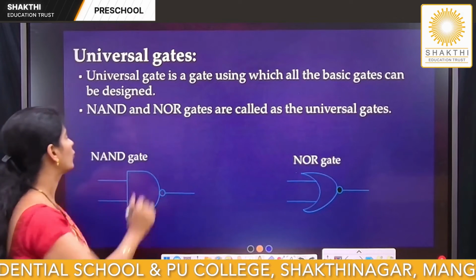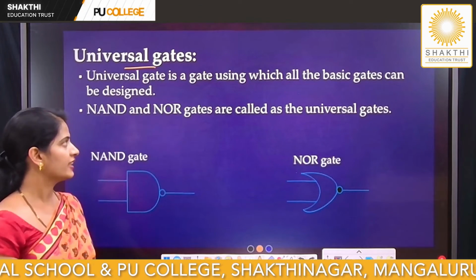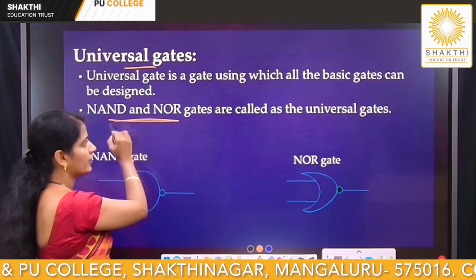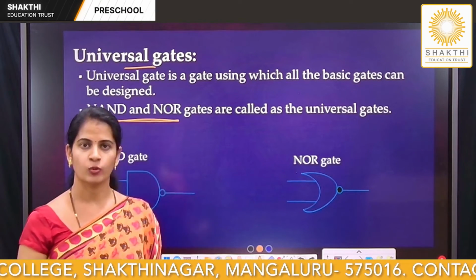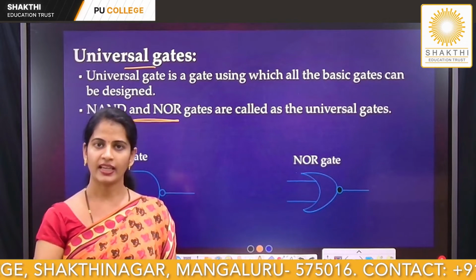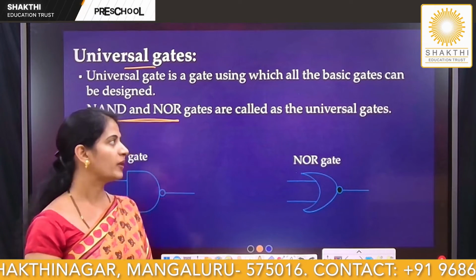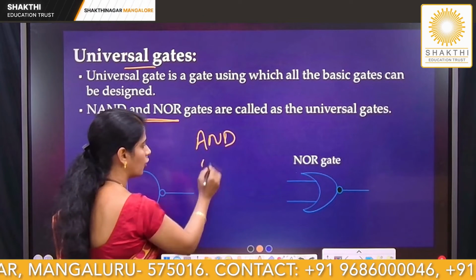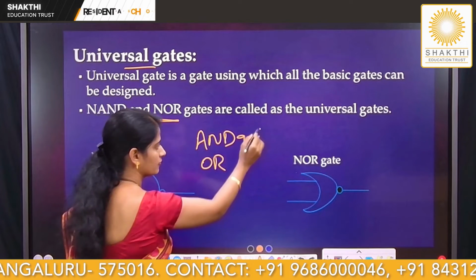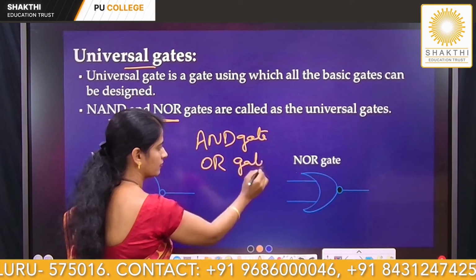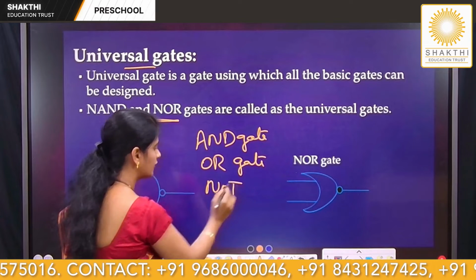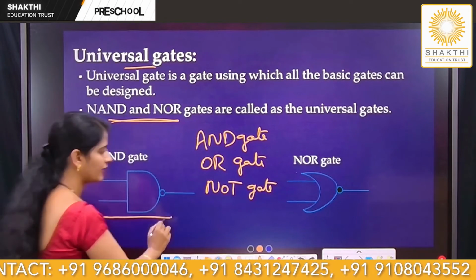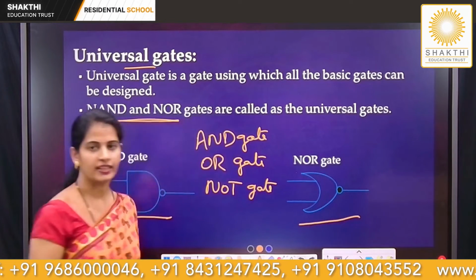So next we have the universal gate. The universal gate is a gate using which all the basic gates can be performed. So NAND gate and NOR gate are called universal gates. What do you mean by universal gate? Using NAND gate and NOR gate, we can produce the basic gates. What are the basic gates? We can produce AND gate, OR gate, and NOT gate, just using either NAND gate or NOR gate.